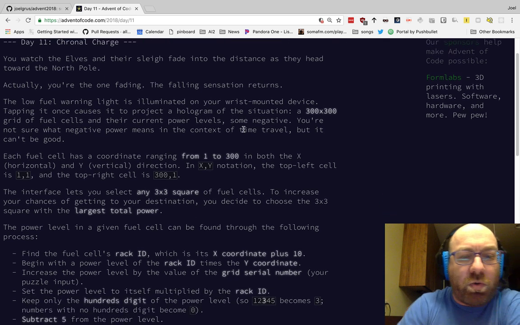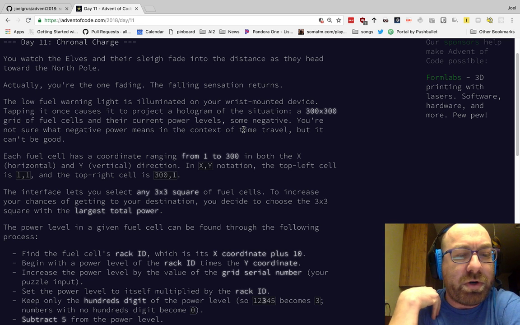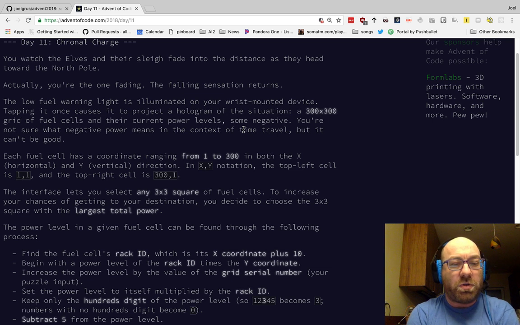Each fuel cell has a coordinate ranging from 1 to 300 in both the x and y direction. XY notation: the top left cell is 1,1. The top right cell is 300,1. Okay, the interface lets you select any 3x3 square of fuel cells to increase your chances of getting. You decide to choose the 3x3 square with the largest total power.